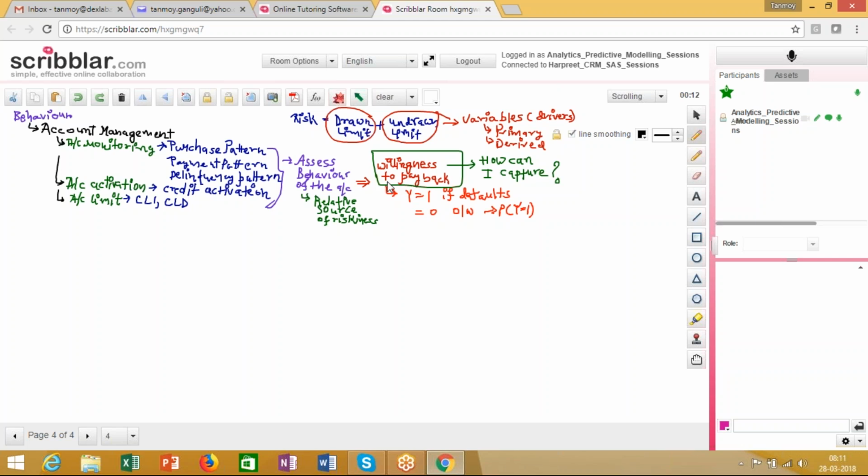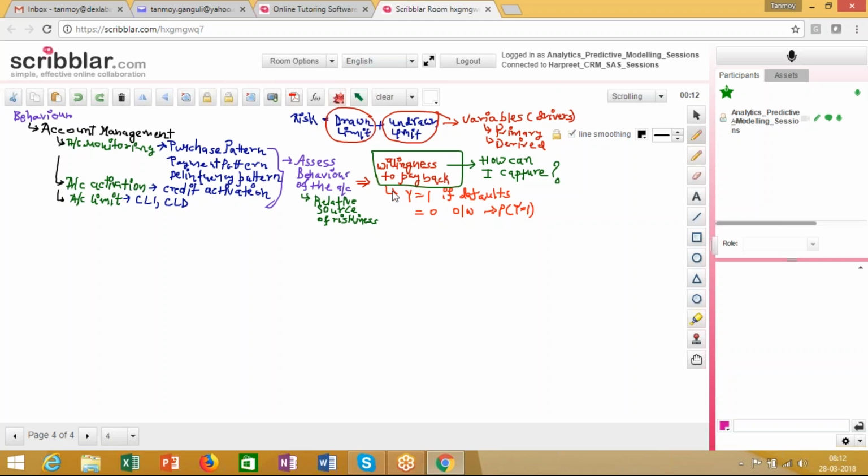Now the next part that I have over here is the willingness to pay back. So when I want to assess the relative riskiness of the borrowers, how do I do that? To do that, I need to assess the willingness of the borrower to pay back. The more willing an obligor is to pay back his credits, the better off he is as a borrower. And the lower the willingness of the borrower to pay back his credit, the riskier he is.